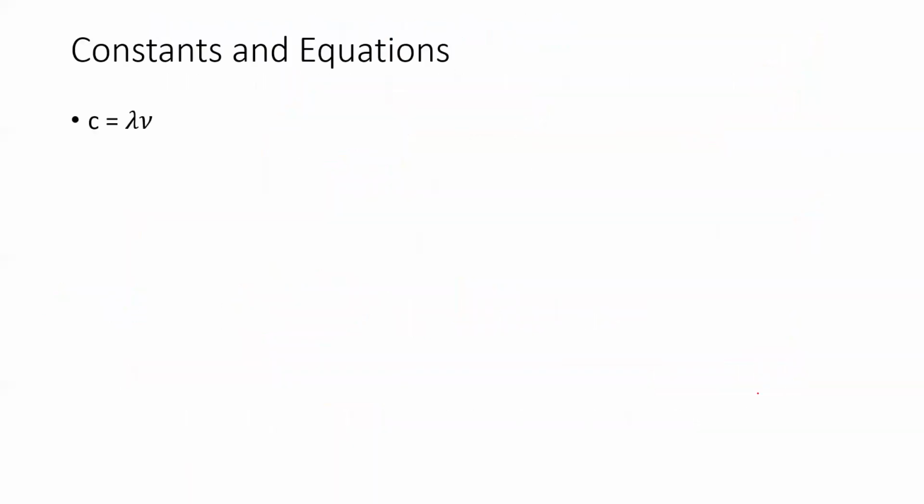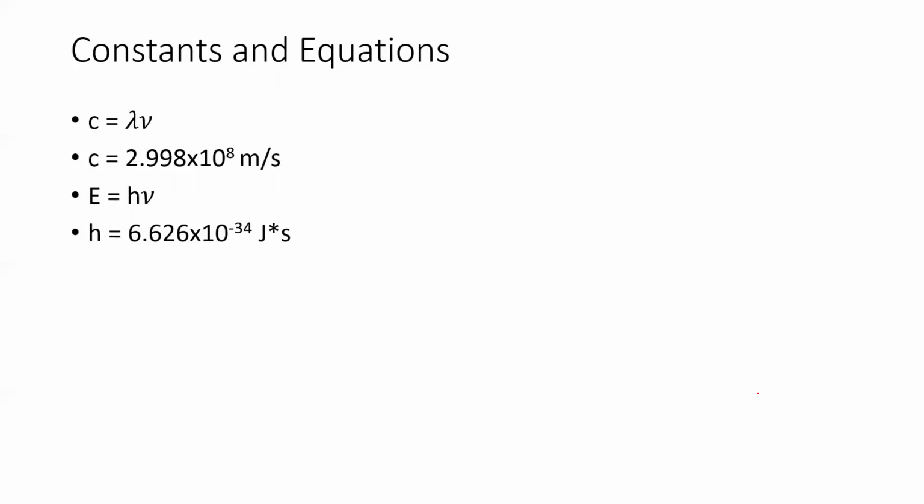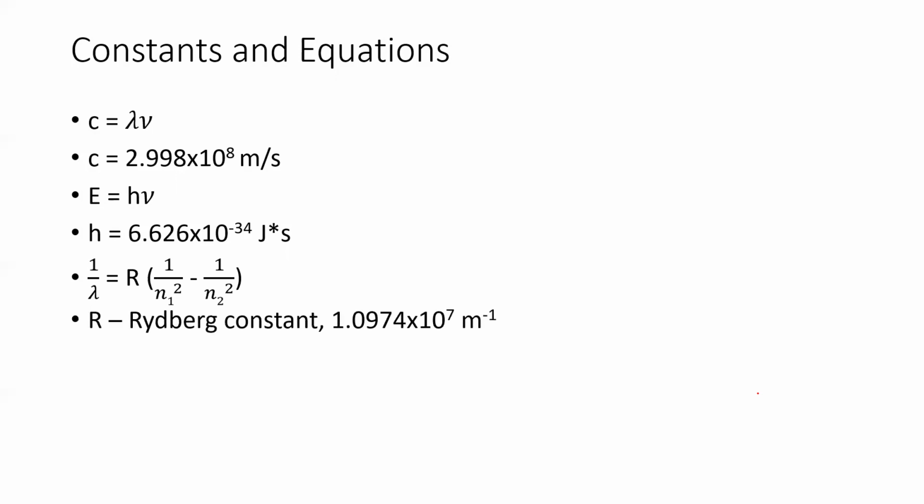So there are a few equations you have to be familiar with and a few constants. The speed of light is equal to wavelength times frequency. The speed of light is roughly 3 times 10 to the 8 meters per second. Energy is equal to Planck's constant times frequency of light, and Planck's constant is 6.626 times 10 to the negative 34 joule seconds. We learned earlier that you have a Rydberg equation with a certain constant.